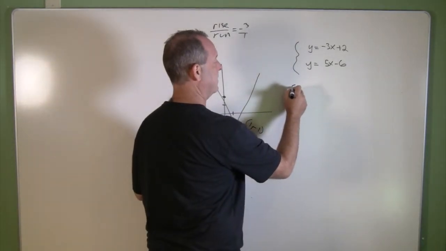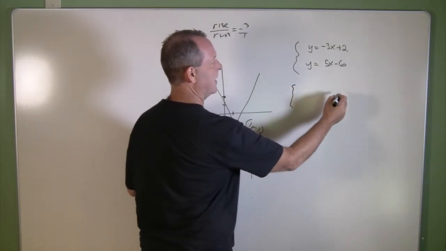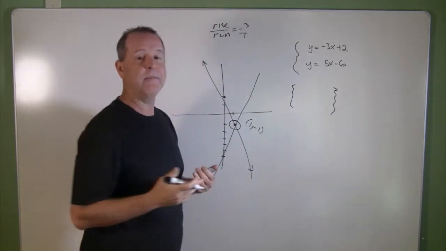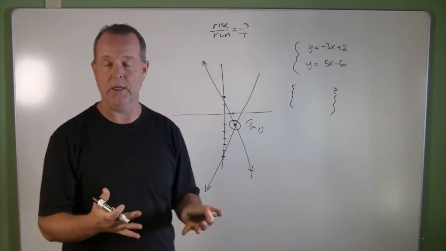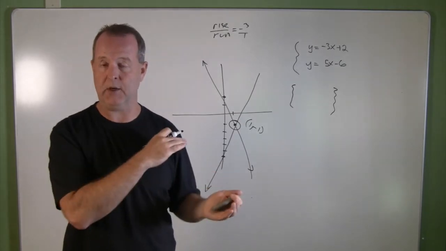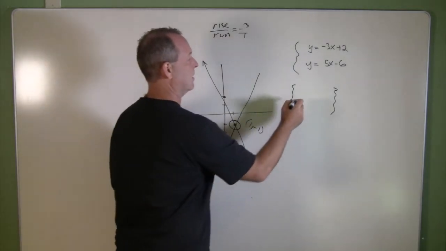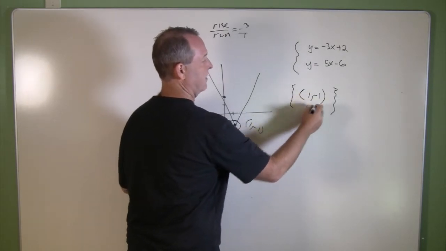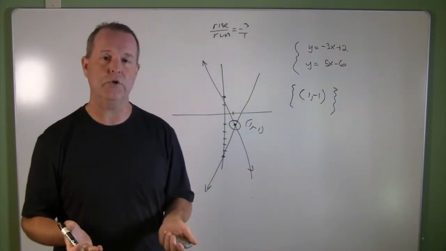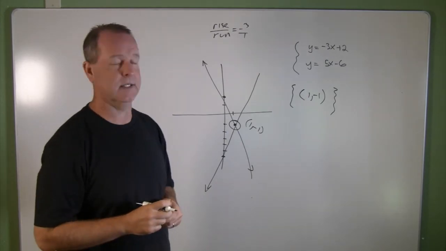And how we write that again is we create a solution set notation. That means that everything within this solution set notation is a solution. One solution, in this particular case, the only solution is a coordinate pair, 1 and -1. And so there's my solution to this particular system of equations.